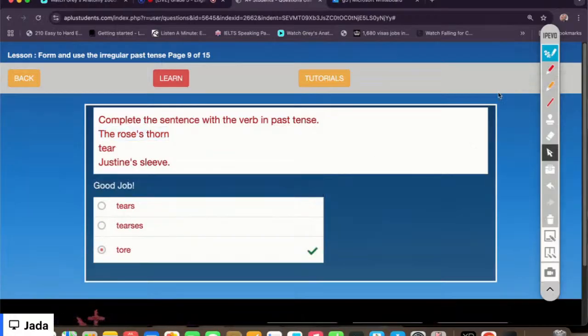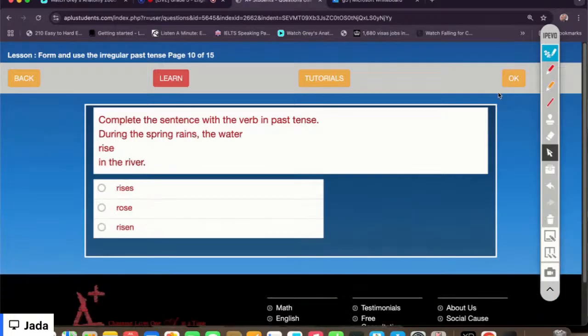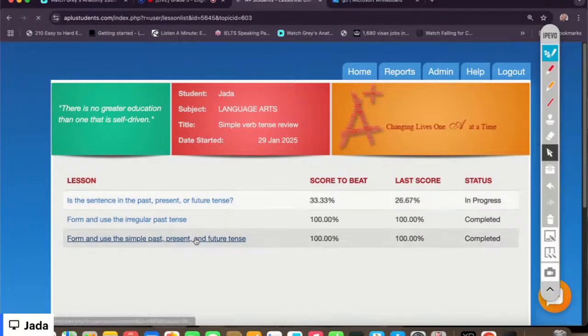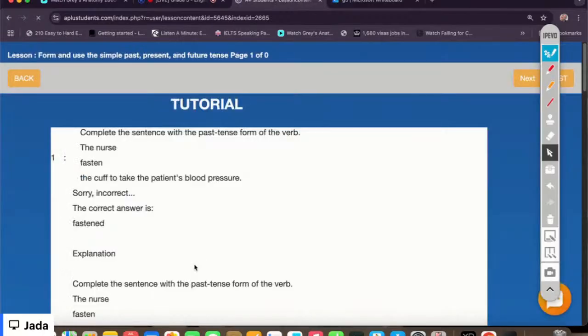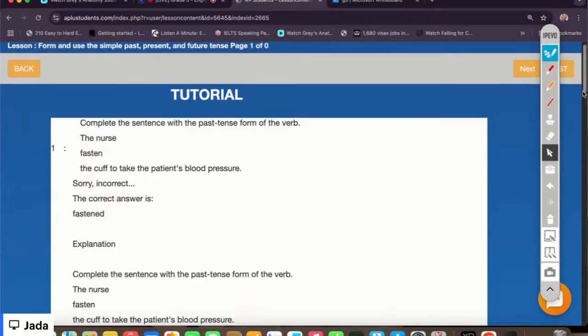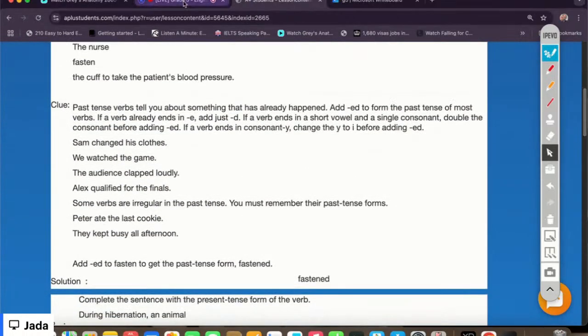Okay. All right, that's it for this lesson. We'll move on to the last lesson under the simple verb tense review. So we have Form and Use the Simple Past, Present, and Future Tenses. Okay.